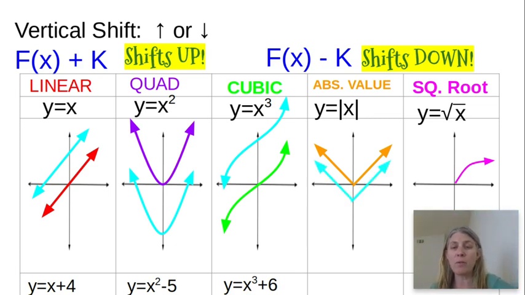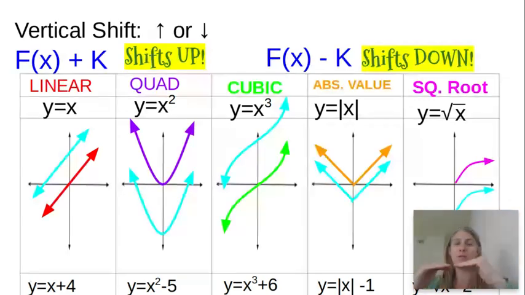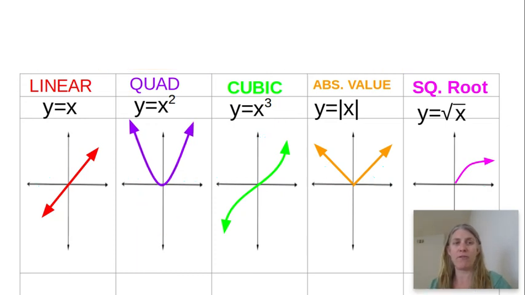Our absolute value one, as you can see, is going down. And that's going to have the equation y equals the absolute value of x minus 1. And our last one, we're going to have our square root function going down. And that's going to be y equals the square root of x minus 2 in this case. So this is how we look at a function and move it both up or down. If we move it up, we're going to take that parent equation plus a number. To move it down, we're going to take that parent equation minus a number. So that's how we deal with vertical shifts.